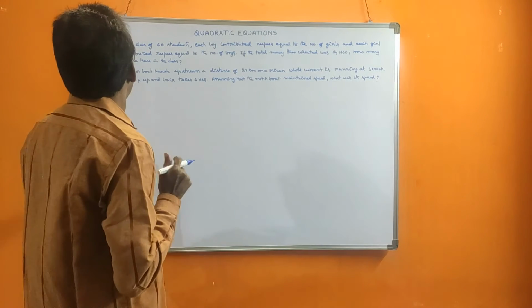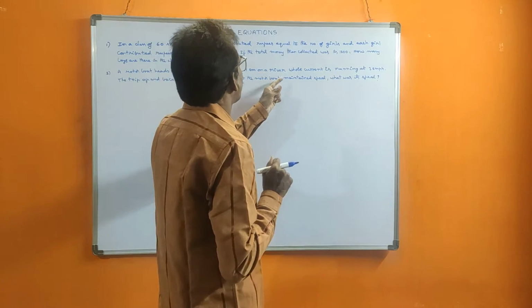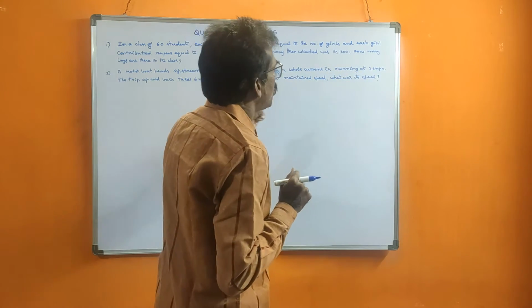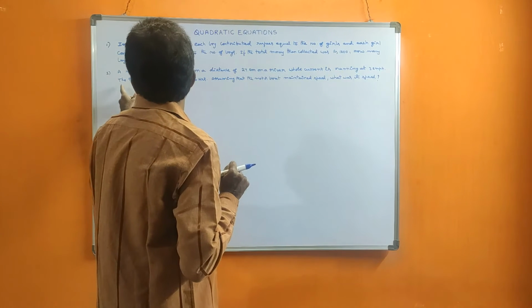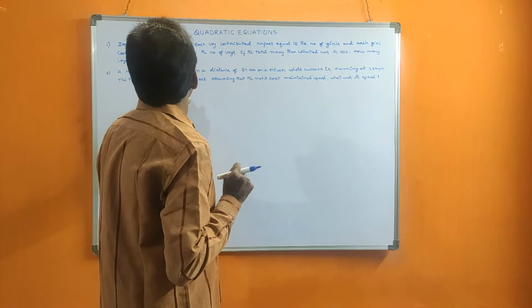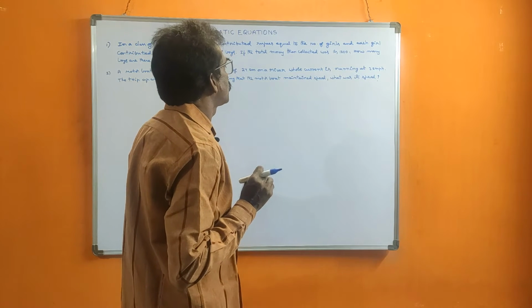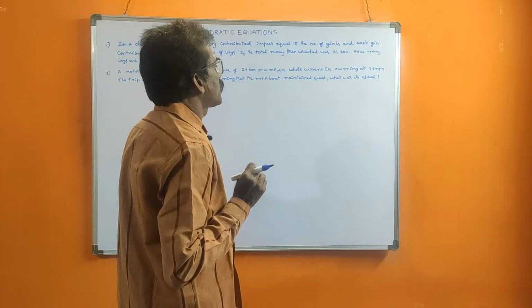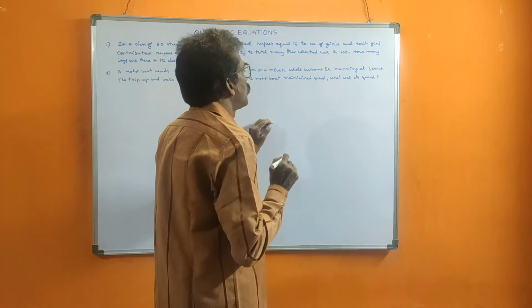Next, a motorboat heads upstream a distance of 24 kilometers on a river whose current is running at 3 kmph, which means kilometers per hour, that much speed. The trip up and back takes 6 hours. Assuming that the motorboat maintains constant speed, what was its speed? So he is asking the speed in still water.